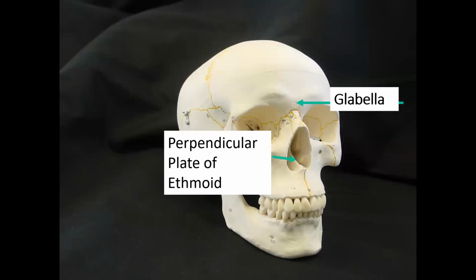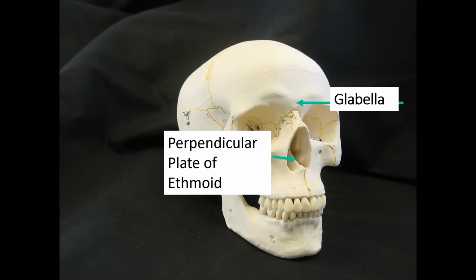In the front of the nasal cavity, we have the last part of the ethmoid bone. We divide the nasal cavity in the front with the perpendicular plate of the ethmoid. In the back, it's divided in the posterior region of the nasal cavity by the vomer.